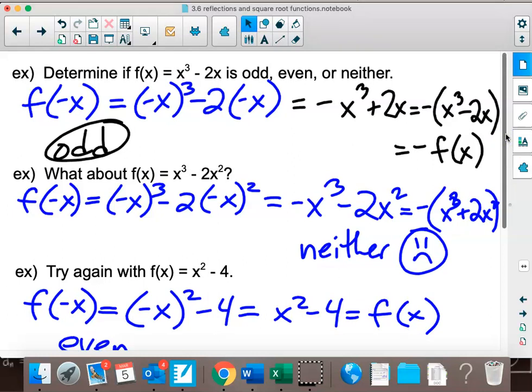Let's take a look at the exponents. What's the exponent on this term? 3. What about this term? 1. What are 3 and 1 both? What kind of numbers are they? They're both odd numbers. What's this one? 3. What's this one? 2. Are they both odd? No. Are they both even? No. They don't match.